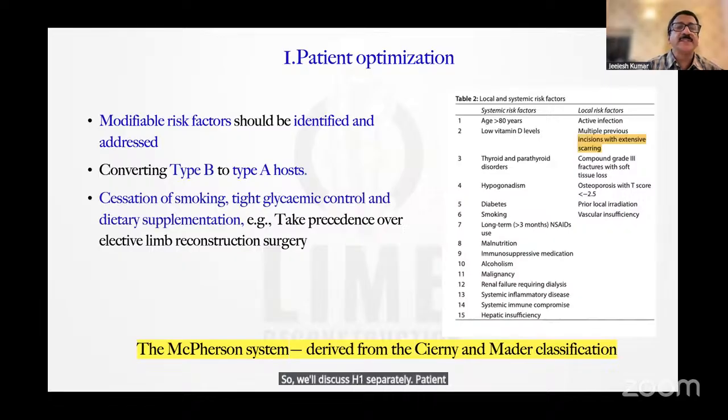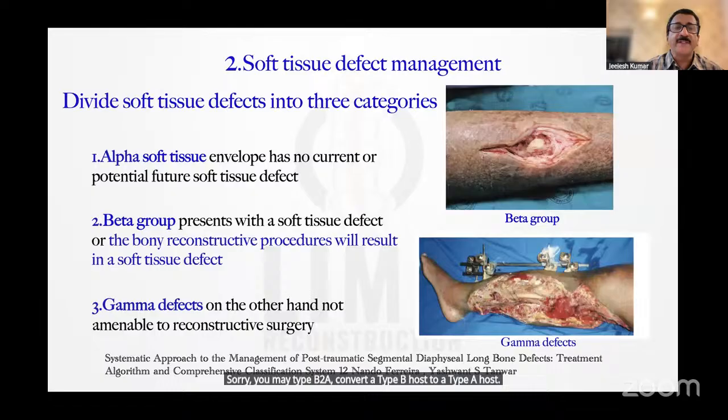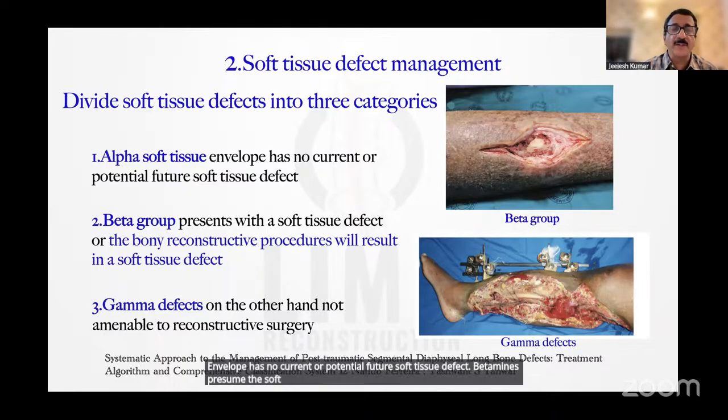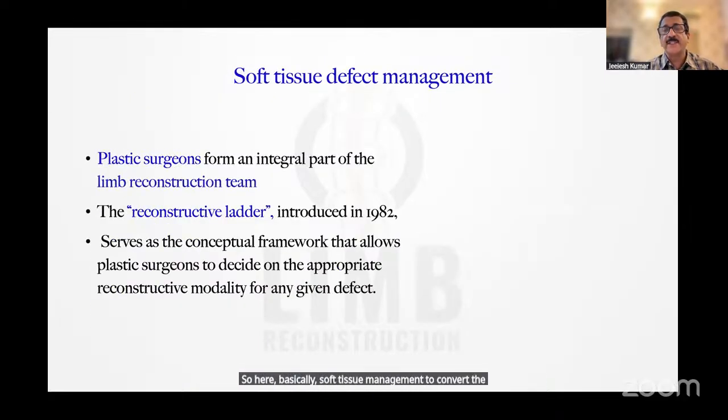Patient optimization means you find out the risk factors and you address them properly. Basically convert the type B host to a type A host. Then soft tissue defect management: here alpha, beta, gamma defects are there. Alpha means the envelope has no current or potential future soft tissue defect. Beta means present soft tissue defect, or the bony reconstruction procedure will result in soft tissue defect. Gamma means not amenable to reconstructive surgery. So here basically soft tissue management is to convert the gamma or beta to an alpha wound.